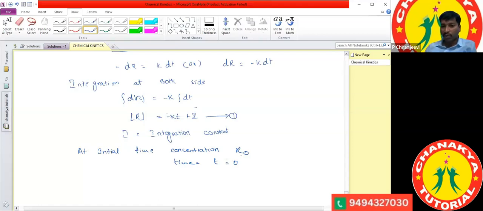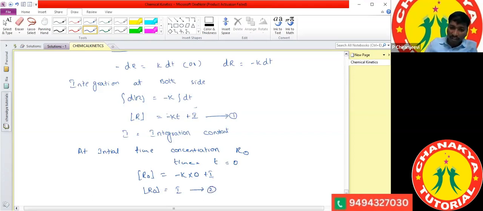According to that, if you substitute all these values in equation one, in place of R we write R naught, because R represents the concentration of the reactants. R naught is equal to minus k into t value. How much t value did we take? Zero. That means k into zero plus I. If you simplify this, R naught is equal to 0 plus I, so you get I only. So this is the second equation.